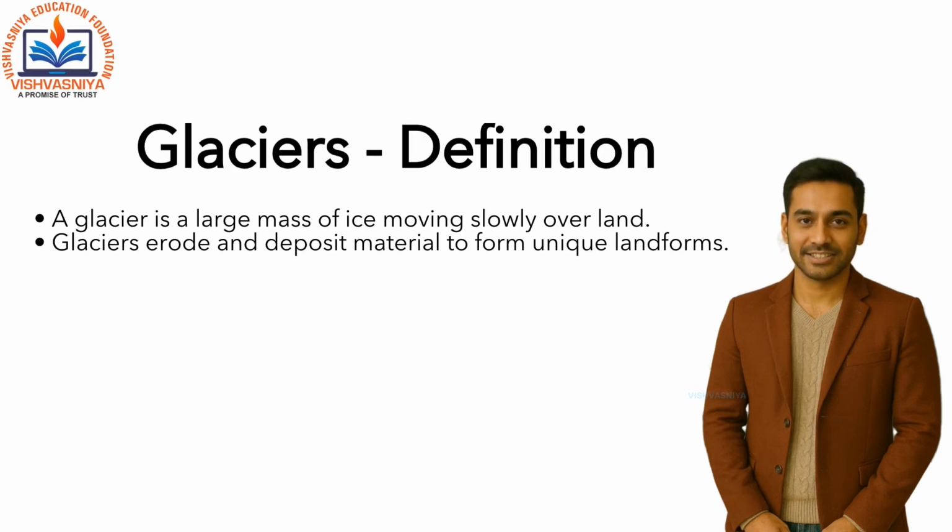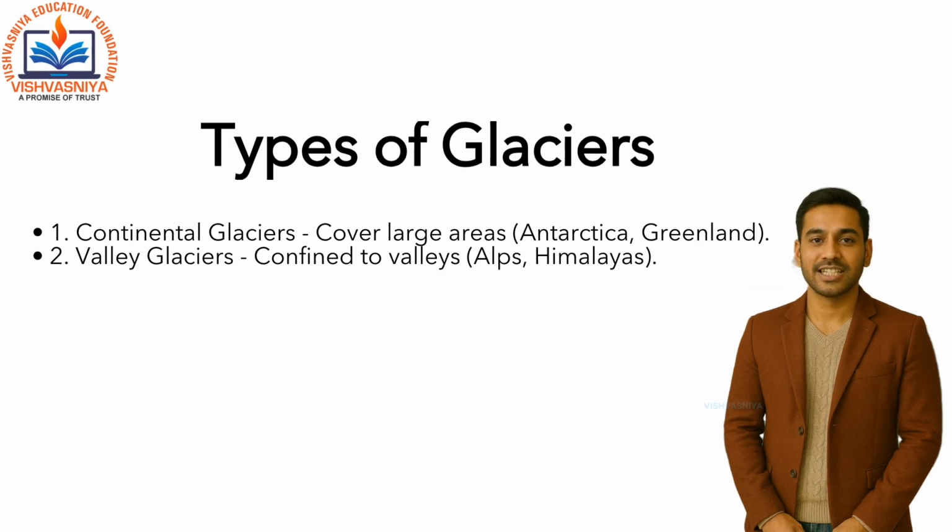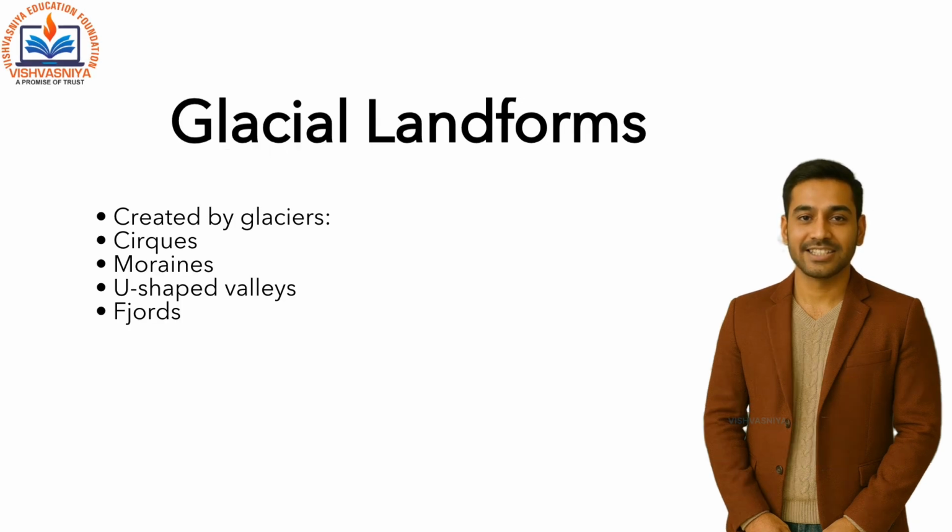Next are glaciers. A glacier is a large mass of ice moving slowly over land. Types. Continental glaciers cover very large areas like Antarctica and Greenland. Valley glaciers confined to mountain valleys like in the Alps or Himalayas. Glaciers create landforms such as cirques, moraines, U-shaped valleys, and fjords.